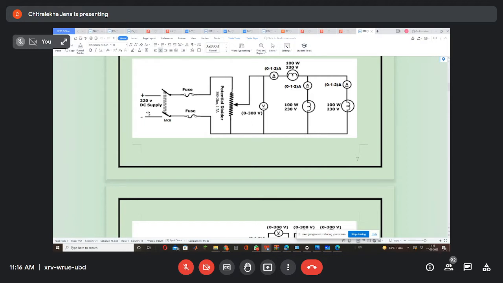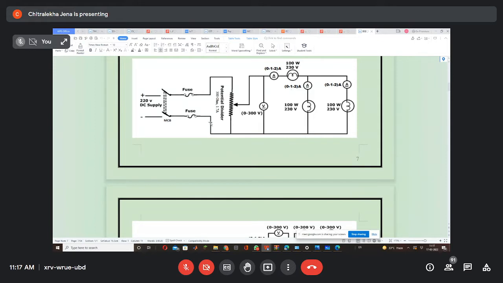Why have you not asked the question? Each and every component you should know. Wherever you are having any doubt, ask. We are not expecting that you know everything. Actually, the dotted line means this is mechanically connected. You cannot connect it electrically, plus and minus you cannot short it. You will connect it mechanically.